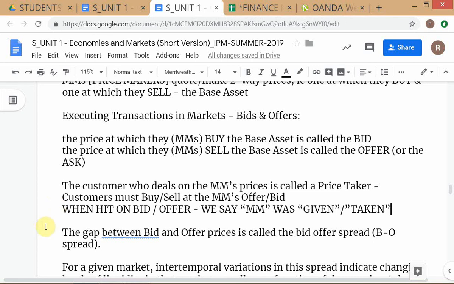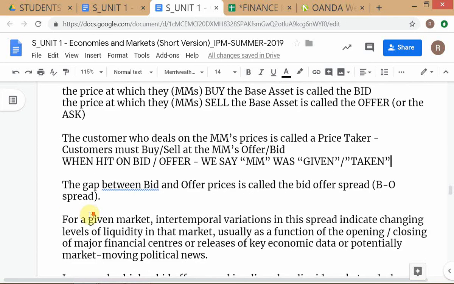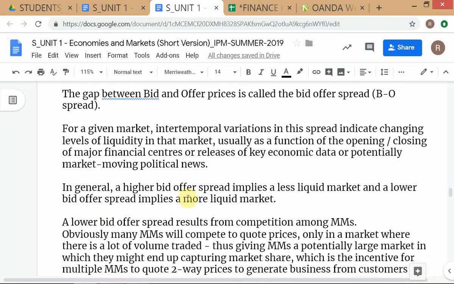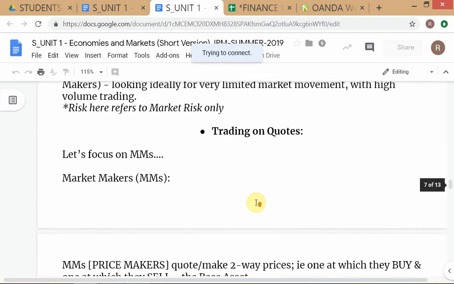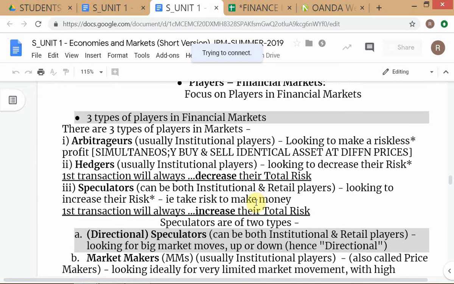So now we're just going to discuss a little bit about the bid offer spread. Now you understand why this classification as well. Now we'll quickly recap, before we go into the details of the bid offer spread, the different categories of players in the market.